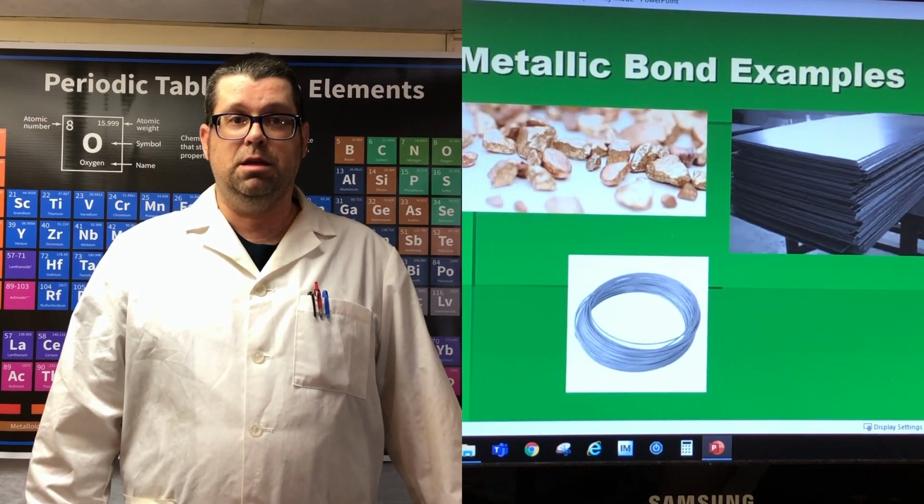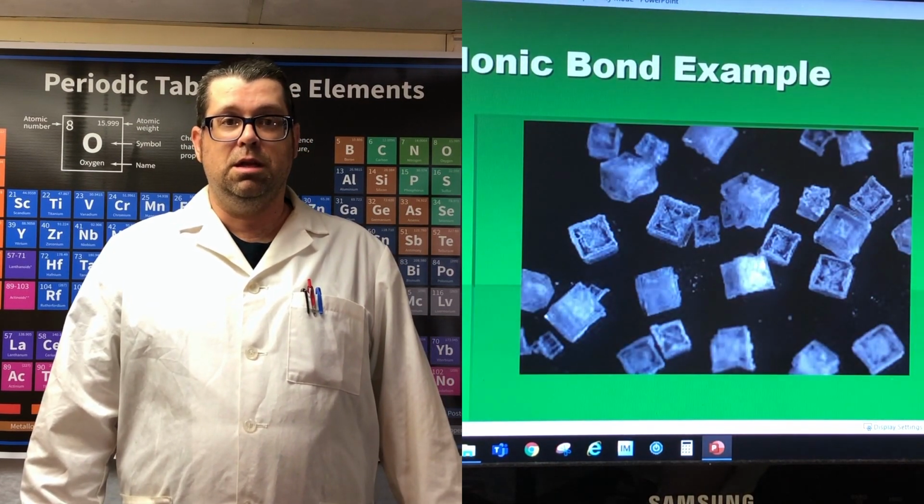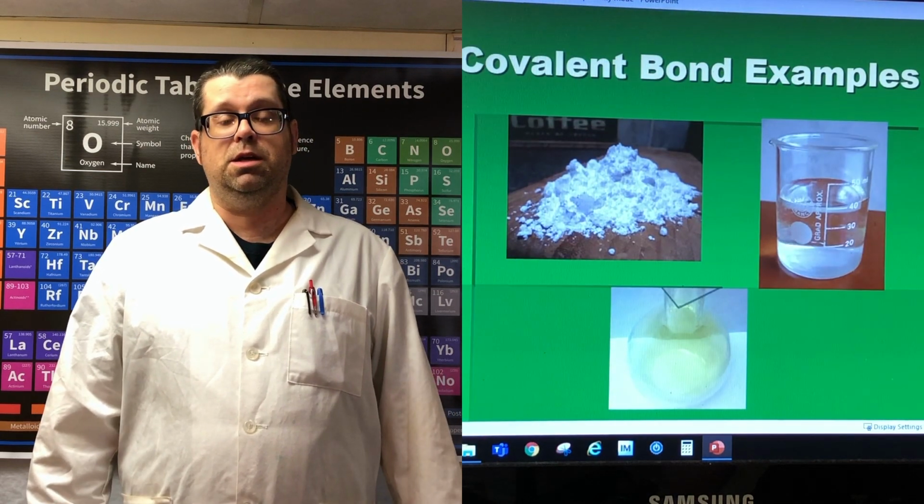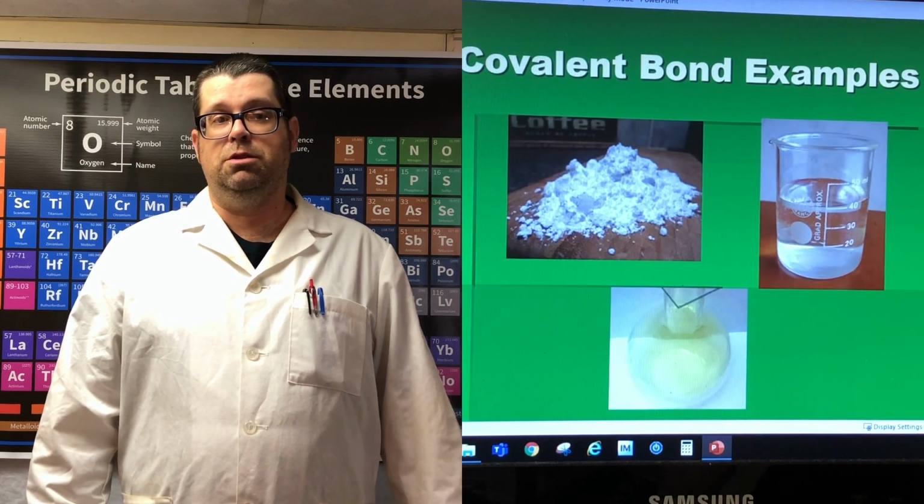Now, many of these properties you can just tell by looking what kind of bonds might be in them. For example, metals are shiny. Ionic substances are crystalline. And covalent, they can be solid, liquid, or gas. And those are properties, again, that are the result of how the electrons are shared or transferred or moving.